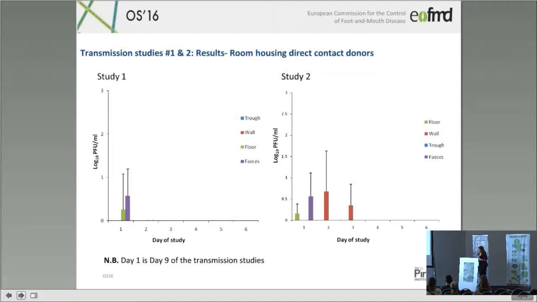We can see that on day 1, in the first experiment, we saw a little bit from the floor and the feces, but there was then a complete drop-off from day 2 and for the rest of the study. In study 2, we saw a little bit more up to day 3, but still quite low levels of virus.